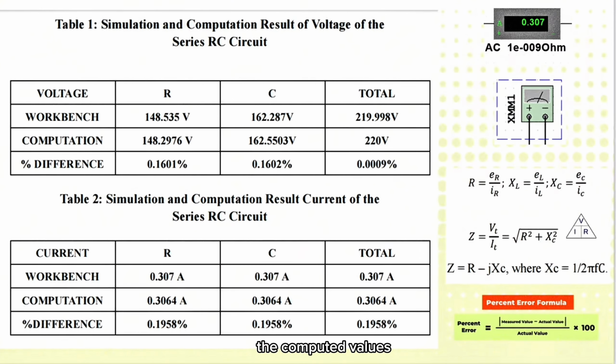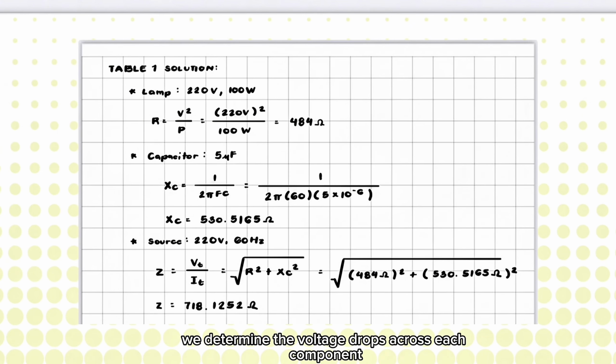For the computed values, we used the given specifications for the lamp, capacitor, and voltage source as a basis for all calculations. For table 1, we first determined the resistance of the lamp using the provided voltage and power rating. We then calculated the capacitive reactance based on the operating frequency and capacitance value. Using these values, we obtained the total impedance of the circuit, which allows us to compute the total current. From this current, we determined the voltage drops across each component.